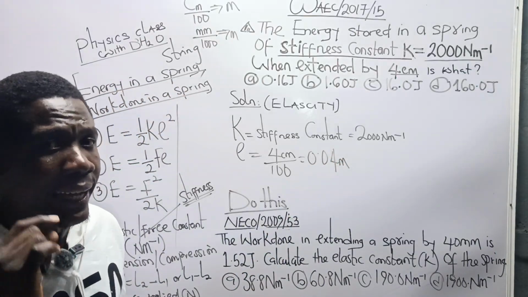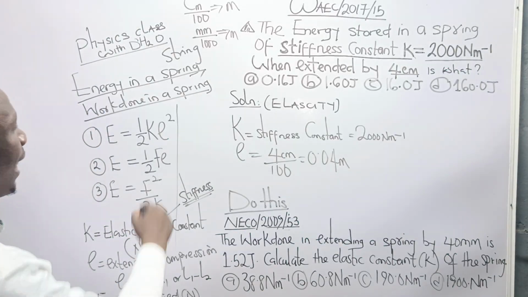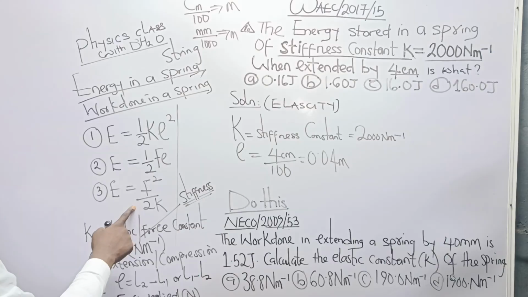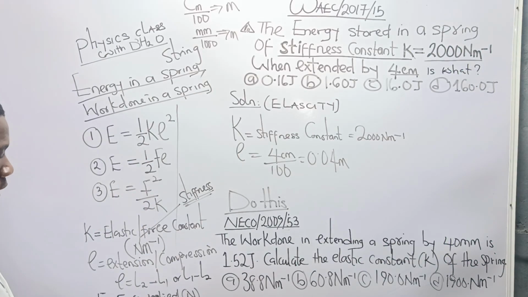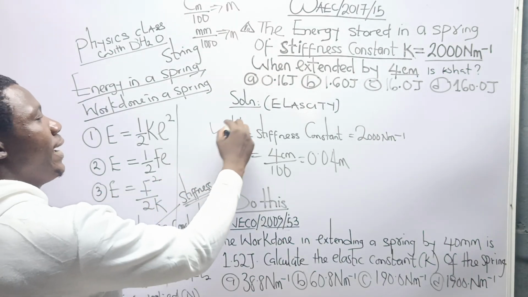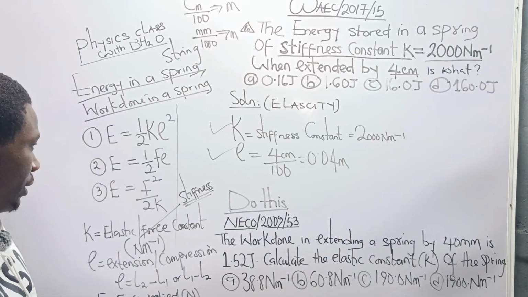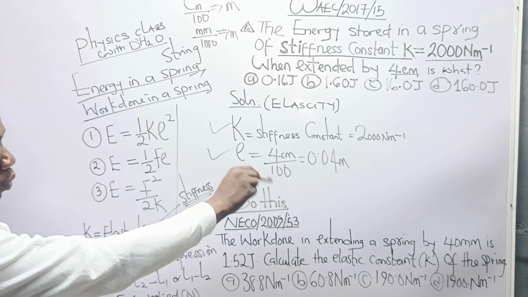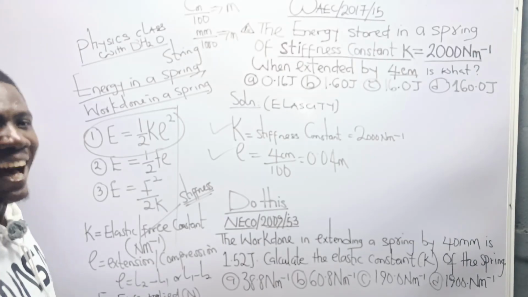So we divide it by 100 to give us 0.04 in meter. So listen, I said there are 3 formulas used to solve for energy stored in a spring. The formula is 1, 2, 3. Are we together? K is your constant, F is your force, E is your extension. And that's what you have here. So if you look at this one now, they gave us K and E. We'll look for the formula here that will help us to solve the question. So according to this question now, we will use formula number 1 because it contains K and E.